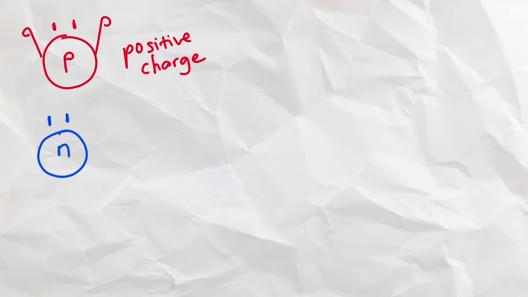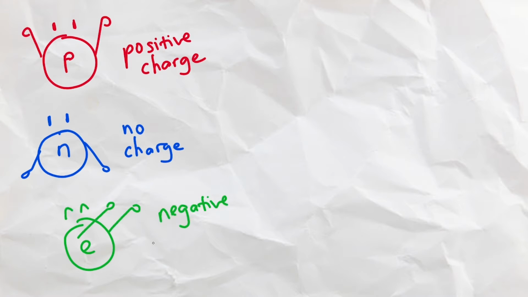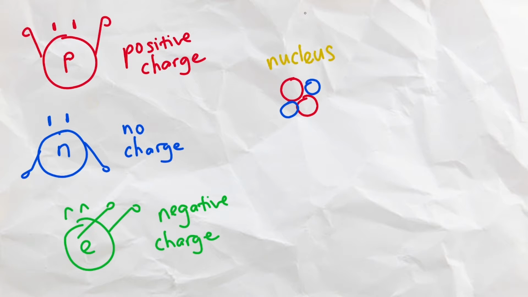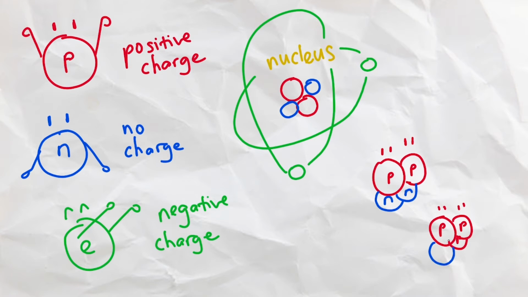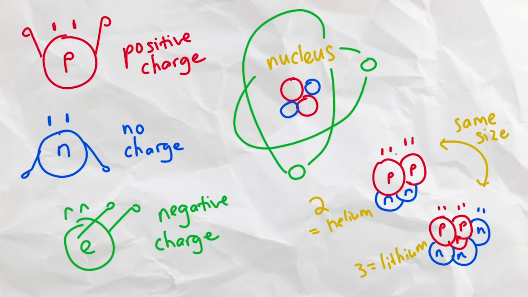So first things first, atoms are made of 3 particles: protons, electrons, and neutrons. Protons have a positive charge, neutrons have no charge, and electrons have a negative charge. The nucleus, or the center of an atom, is made of protons and neutrons, while the electrons orbit around the nucleus. Each respective particle has the same mass and size, so a proton in a helium atom is the same mass and same size as a proton in a lithium atom. The only thing differentiating between those elements is the different number of those particles.